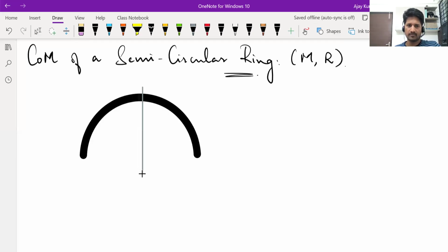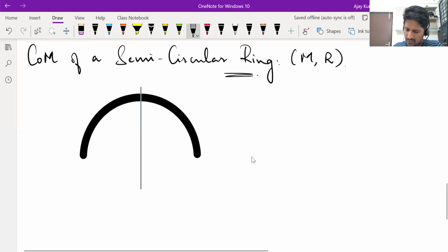No sir, that's what I'm asking. What is the use of line of symmetry? The use is that center of mass lies somewhere on that line. That much we can say. Where exactly it is, we can't say, but it will be on that line is what we can say.